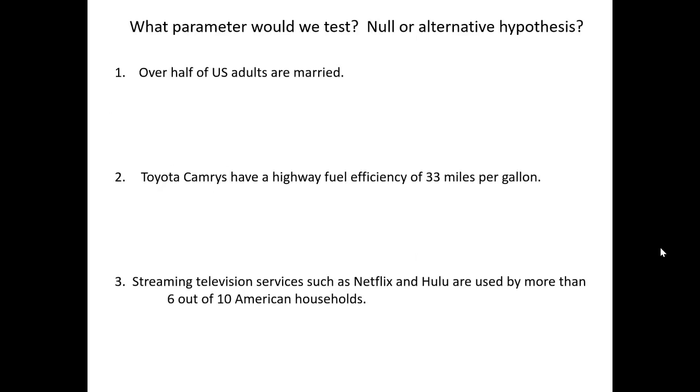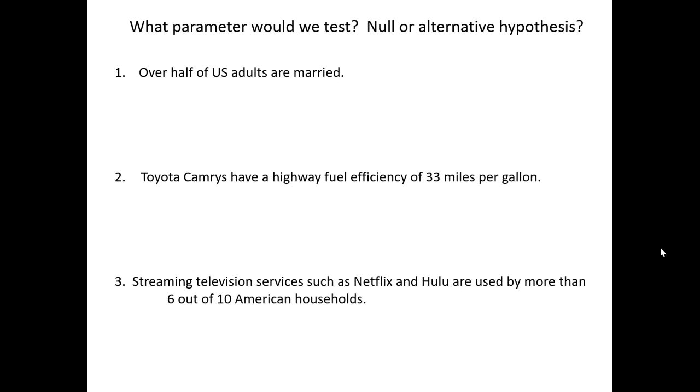All right, so I've got 3 statements. For each one, I want to have you consider what parameter is relevant here. And does this statement sound more like a null or an alternative hypothesis? Let's go through the first one together, and then you'll have an idea what to do for number 2 and number 3. All right, so over half of US adults are married.